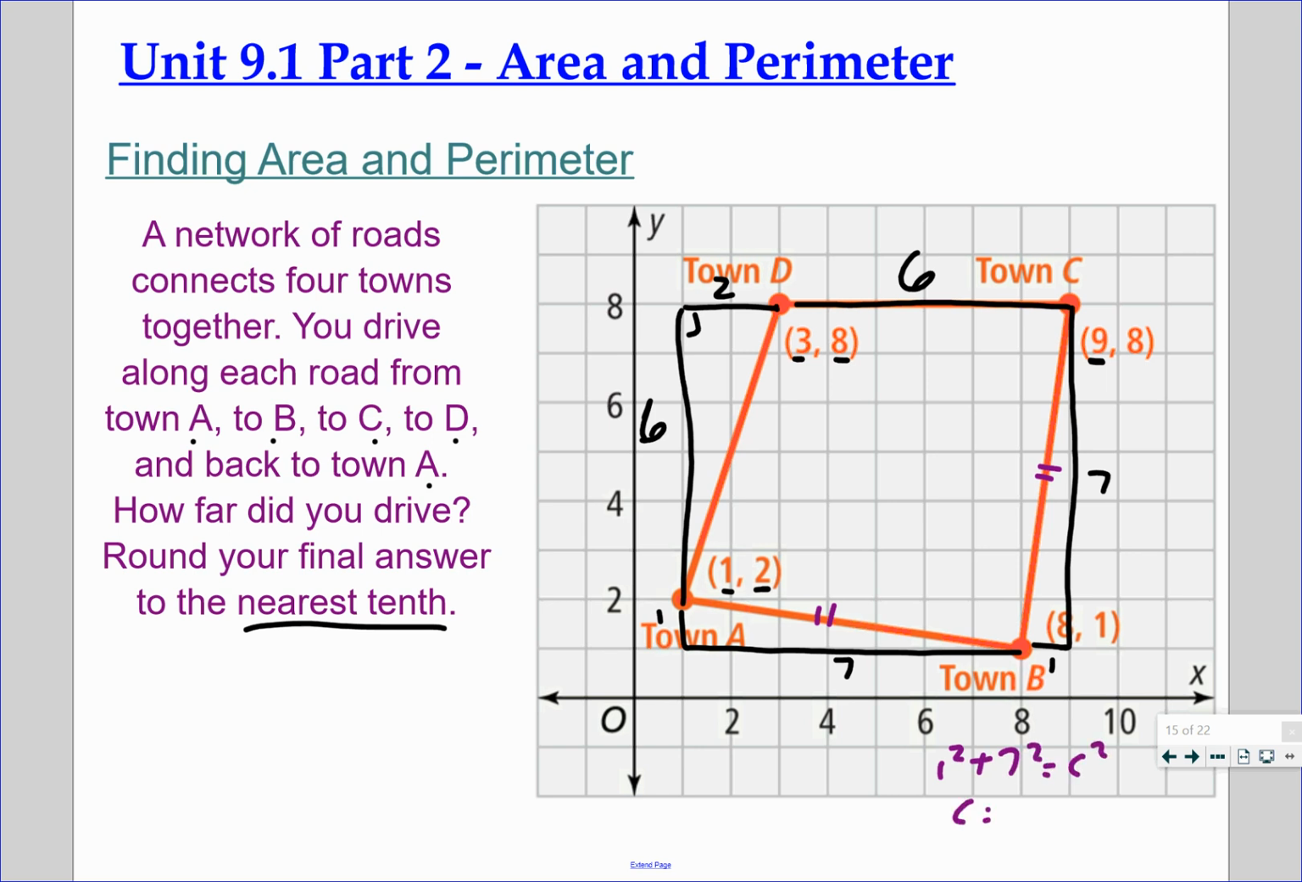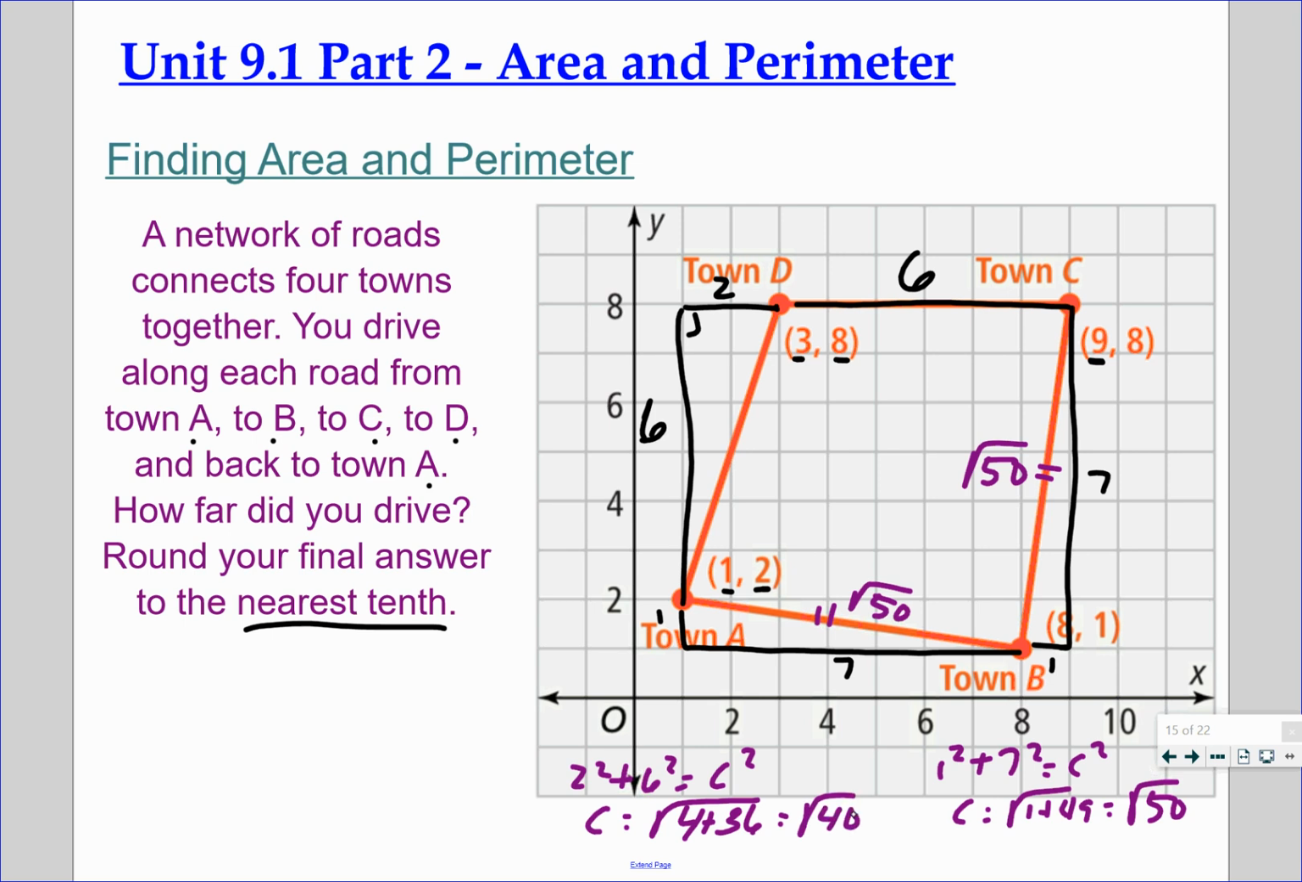We know c is going to equal the square root of 1 plus 49, which is the square root of 50. So we know that this side is the square root of 50, and we know this side is the square root of 50. A little bit more work, we could do 2 squared plus 6 squared equals c squared. C is going to equal the square root of 4 plus 36, or the square root of 40. So this side would be the square root of 40.